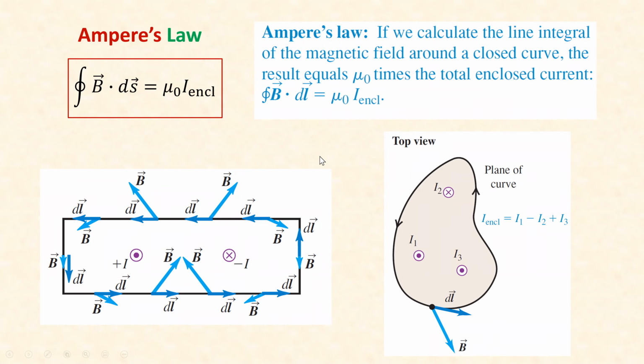Because the field is circulating around it, it makes a positive contribution on one side, negative contribution on the other side. So it gives you zero. The same as Gauss's law that I explained.